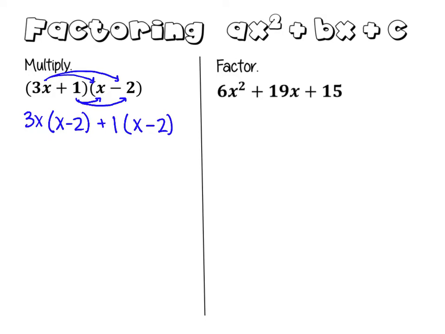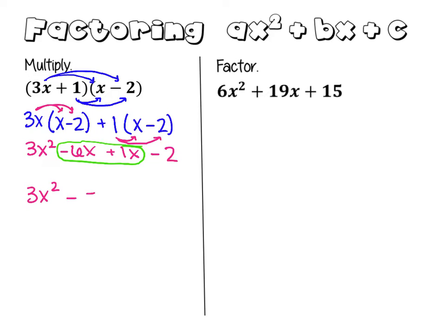Then we actually do the distributing. So if I distribute 3x times x, I get 3x squared. 3x times negative 2 is negative 6x. 1 times x is 1x, and 1 times negative 2 is negative 2. We get 4 pieces. These would be the same 4 pieces we would have gotten in a box, right? But now it turns out that I can combine these two middle pieces to write my final answer as 3x squared minus 5x minus 2.